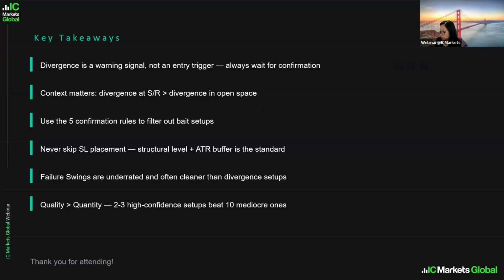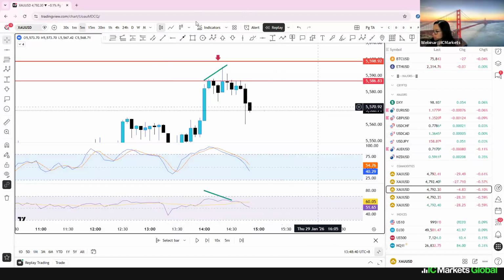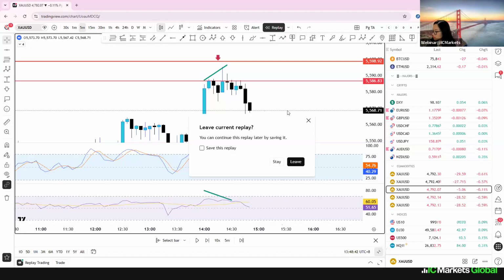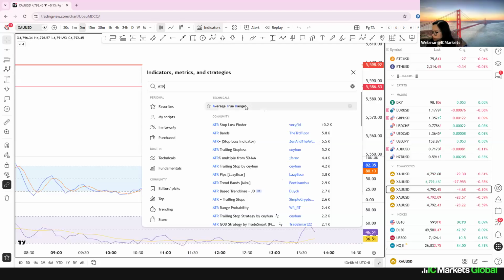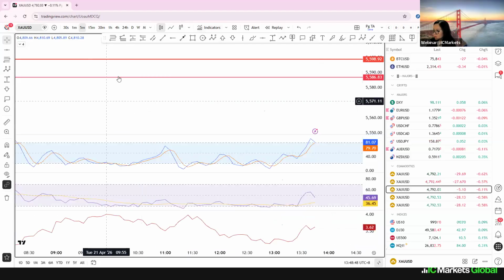Quality over quantity. So 2 to 3 high confidence setups beat 10 mediocre ones. Usually you shouldn't trade more, you should trade less, and you shouldn't overtrade. To me, I trade about 3 times per day. Okay. ATR, you go to indicator, you use the ATR. Okay, here. How to look here?